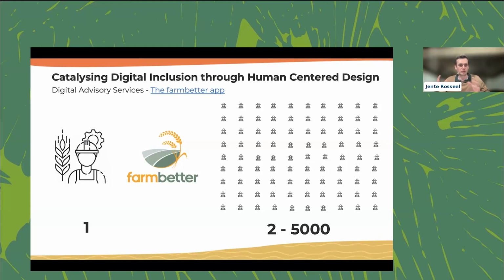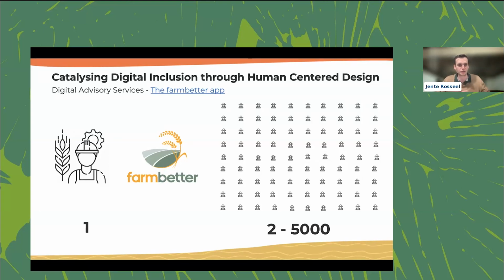The company and the application that's the target of a lot of AgriPath's activities, especially under the work packages that I'm also involved in, is called farmbetter. And farmbetter is actually a typical digital advisory service. Before I go into what they do, maybe a bit about the problem, which we're probably mostly familiar with.